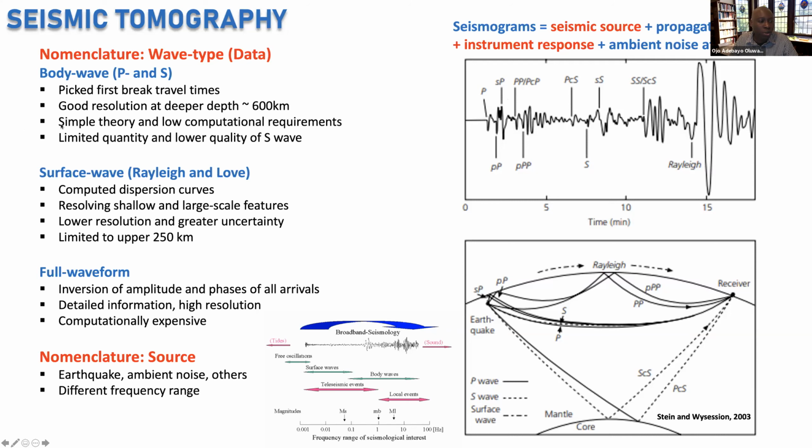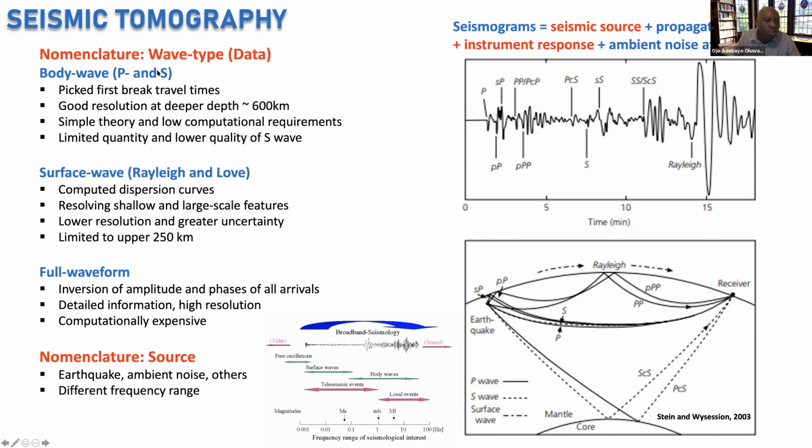And so those kinds of models are good. They've helped us advance our knowledge of the subsurface, but they are limited. Like you see here, body wave tomography methods have good resolution at depth, because the ray travels almost near vertical in the near surface, so you have poor resolution in the shallow part of your model. And also it's simple. I mean, we're using ray theory here. Computational requirement is not that much.